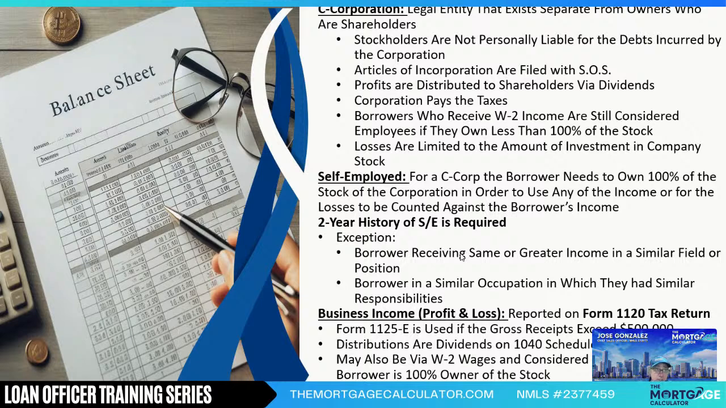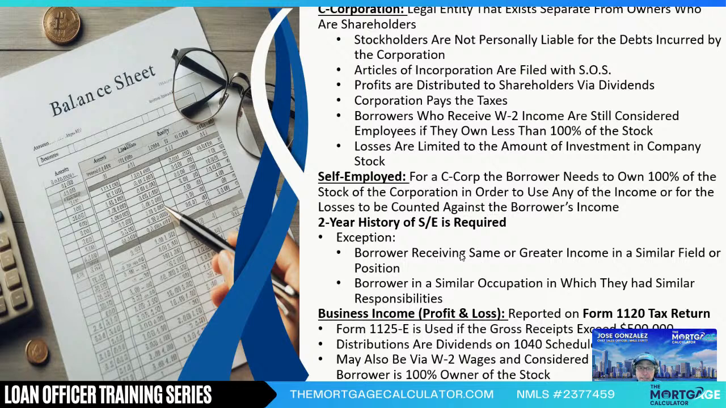So again, this is the main point to consider when you're reviewing a borrower that has a C Corp. Ask them if they own 100% of the stock. If they do not own 100% of the stock, then you should be good. Now, how would you show their ownership? Well, it may be a little tough because it's not always possible to obtain the corporate tax return, the 1120S.